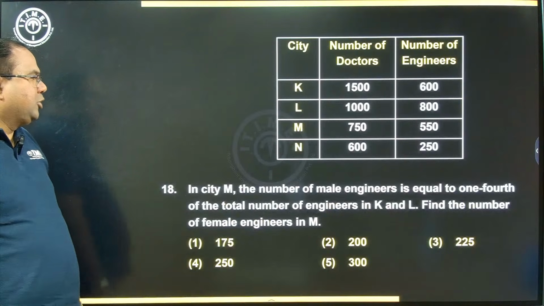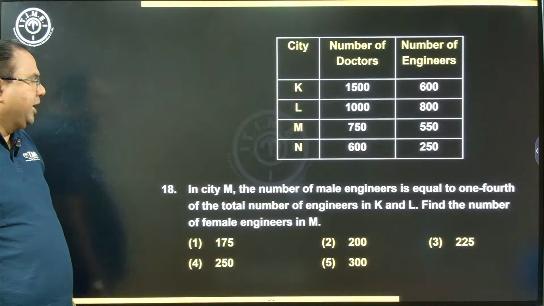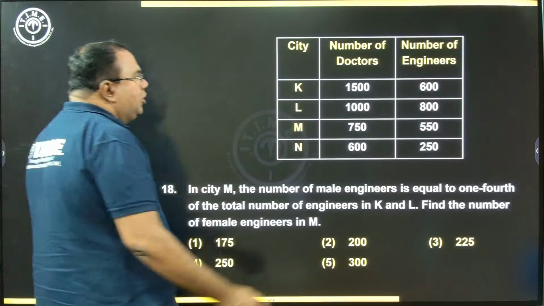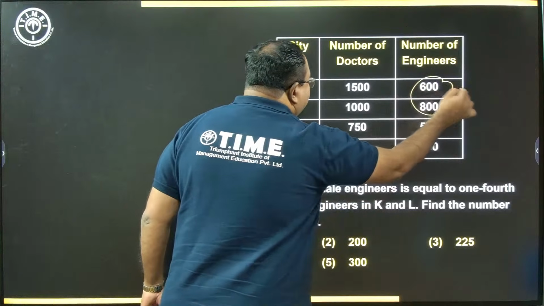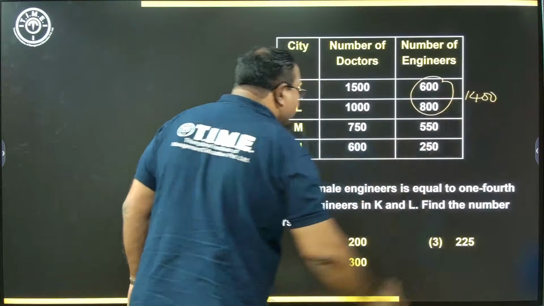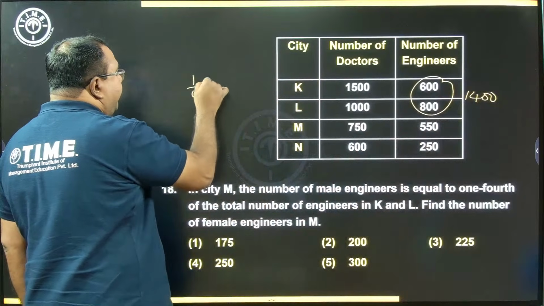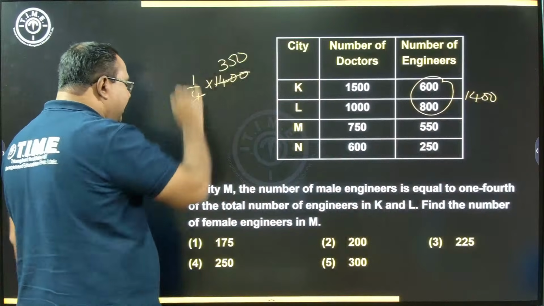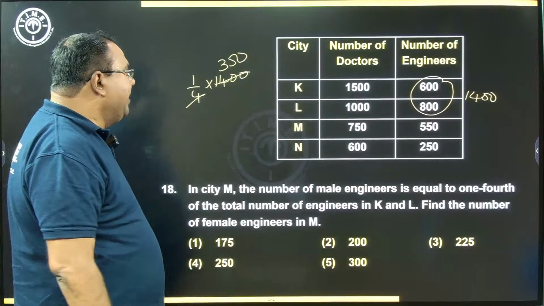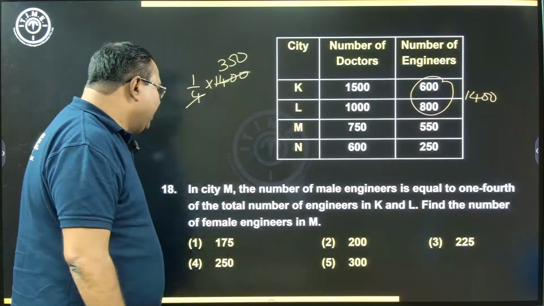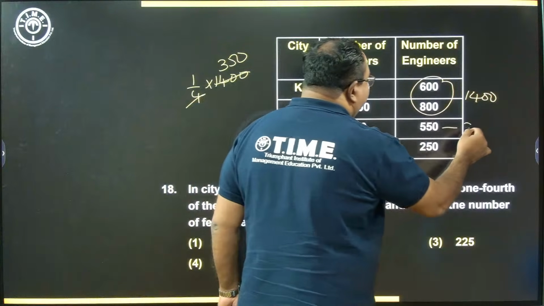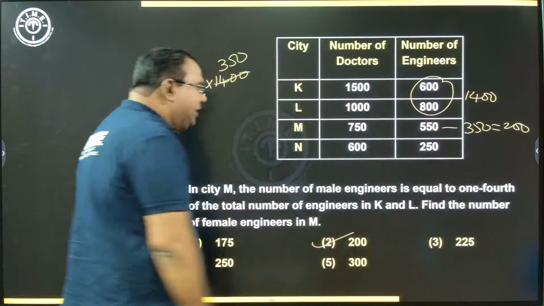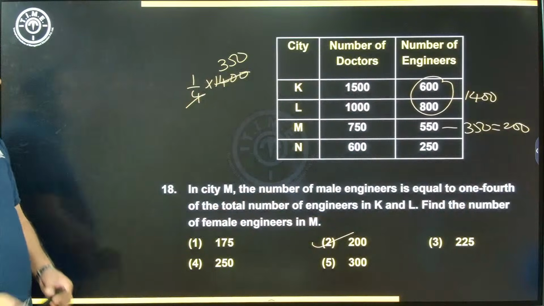In city M, next question, number of male engineers is equal to 1/4 of total number of engineers in K and L. Total number of engineers in K and L is 1400. So it is 1/4 of 1400. 350. What is this 350? Male engineers in M. So find the number of female engineers in M. Out of these 350 are male engineers. Female engineers have to be 200. 200 is present in choice 2.